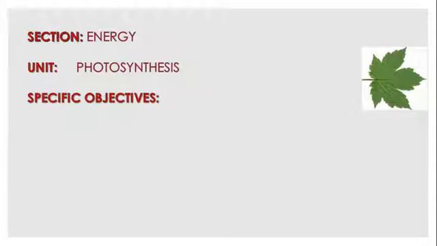Before we look at today's objective, a quick recap of what we learned in our previous lesson. We looked at the function of the factors of photosynthesis: water, sunlight, chlorophyll, and carbon dioxide. If you missed that lesson, you are advised to go and study it on Monday.